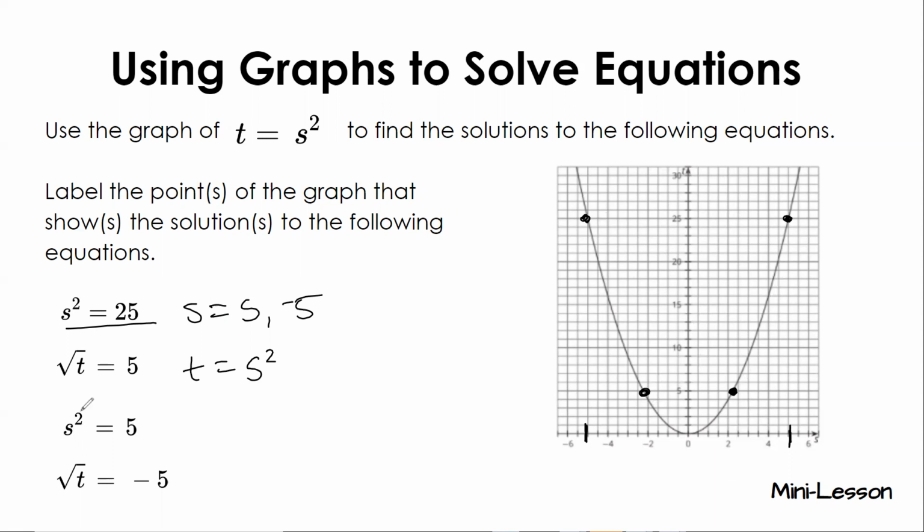Okay, on the next one, how would we go about solving this? Well, we would take the square root of both sides. So s would equal the square root of 5. And on the last one, if we squared both sides, negative 5 squared is going to be 25.